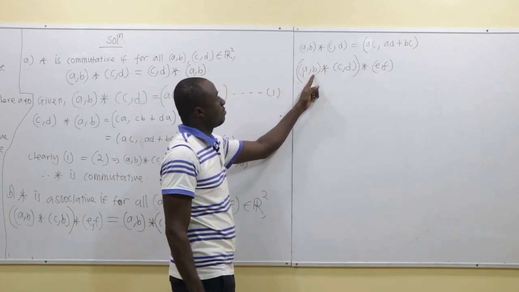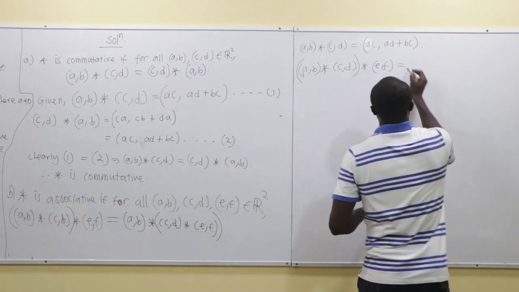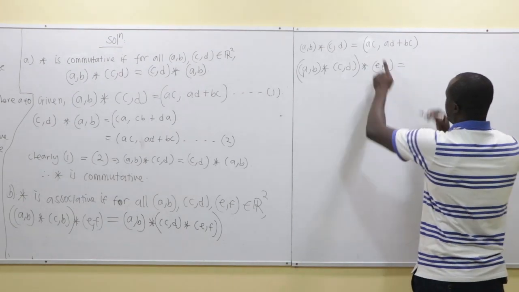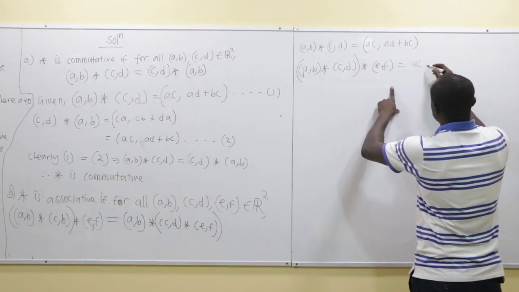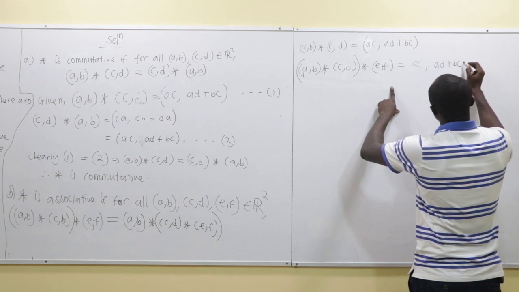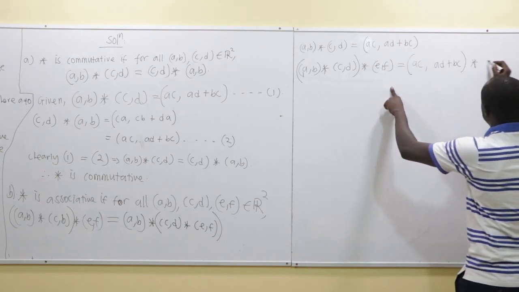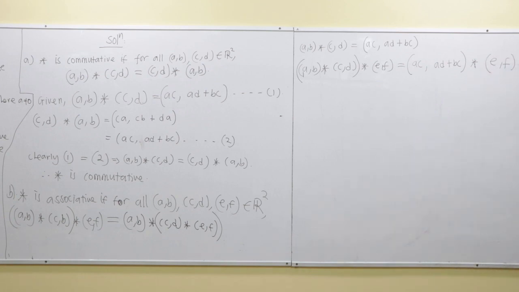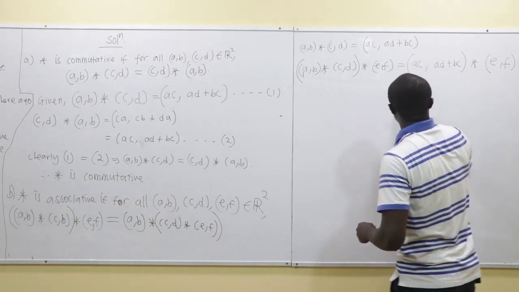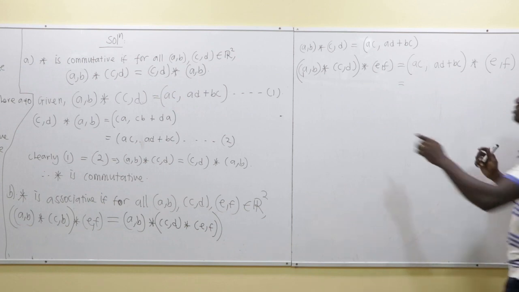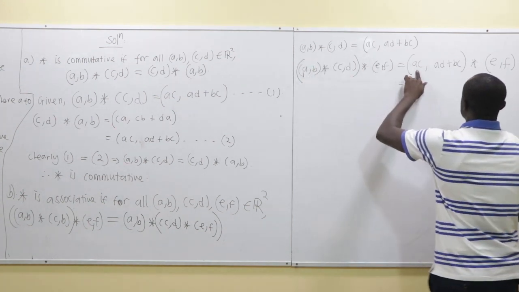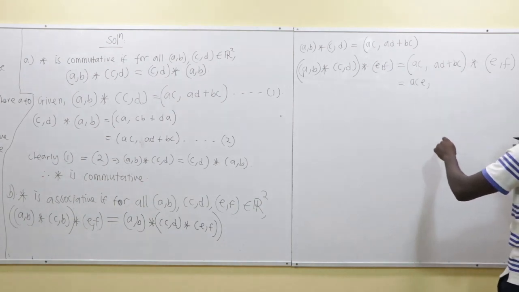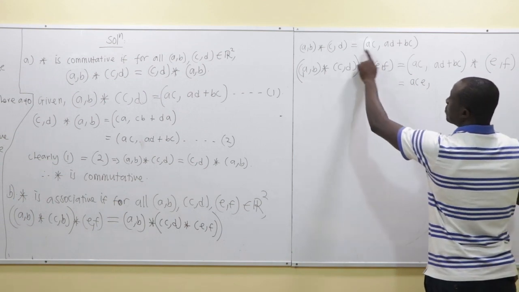Now what is (A, B) star (C, D)? Now binary operation, we need to consider two elements at a time. So considering this element, this is the definition, that is (AC, AD plus BC) star (E, F). And using the rule, what is the rule saying? The rule is saying that it is A times C, so this times the first one, that is ACE. And then what does it say? The next one is what?